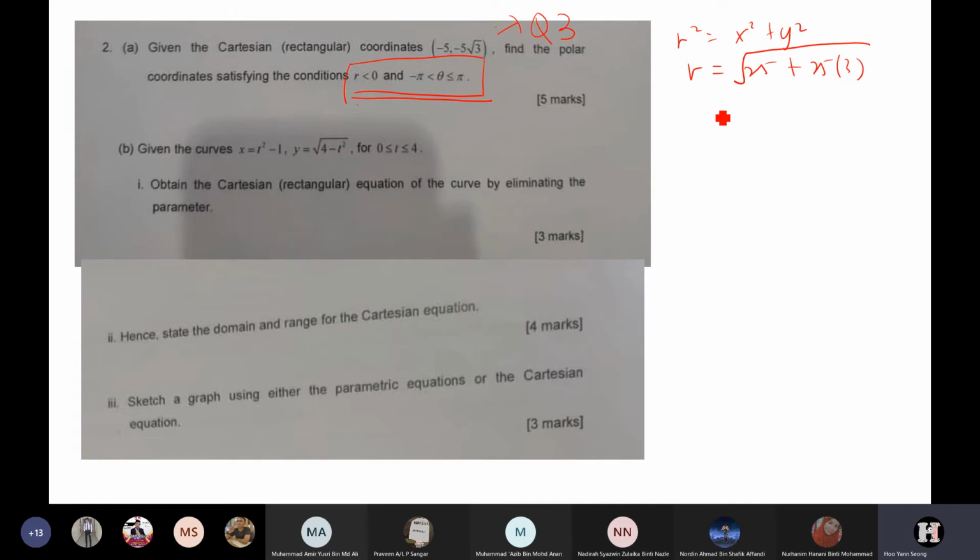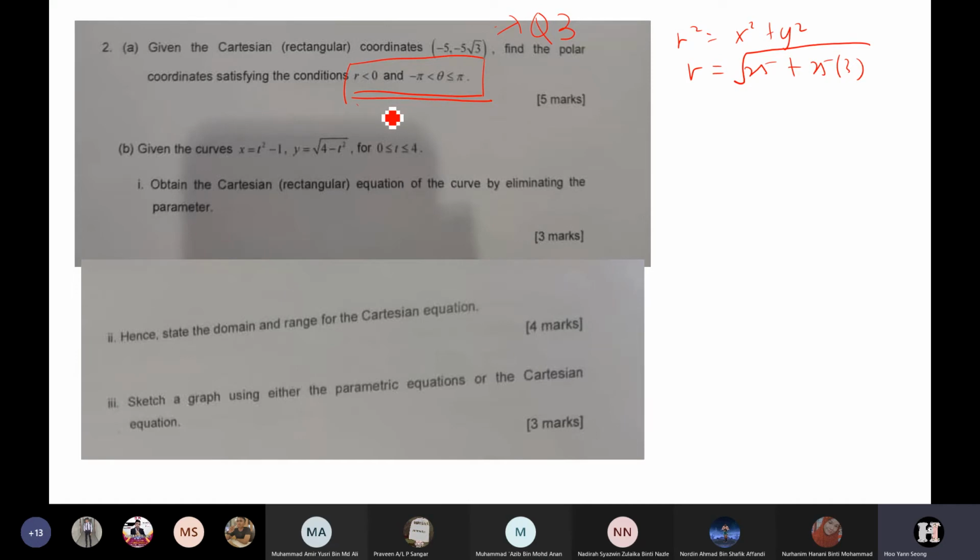Although we know that r should be plus minus, for this one, to reduce our problem, we always take r equals to positive. Then maybe you will argue, tapi dia nak r less than 0.